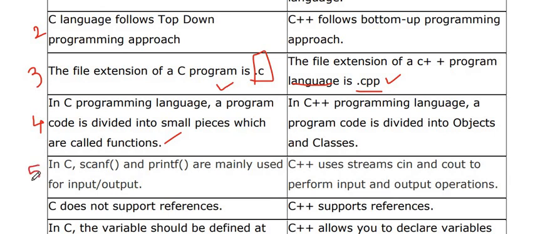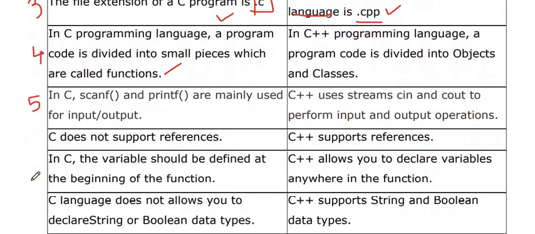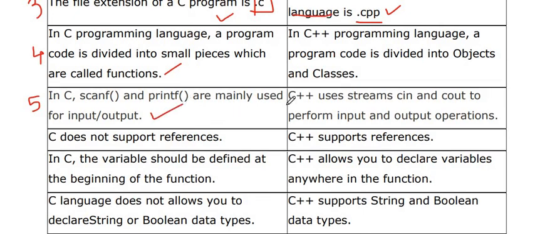Now let us see the fifth difference. In the C language, scanf and printf functions are mainly used for input and output. Now under the C++, C++ uses streams cin and cout to perform input-output operations.